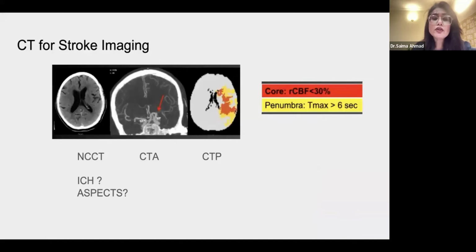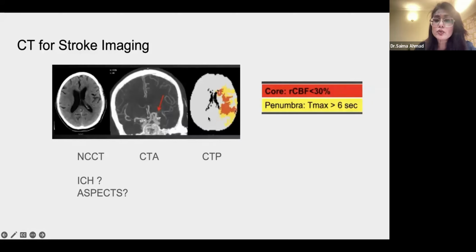If we use the CT for stroke imaging, first of all, we do the non-contrast CT. Non-contrast CT is done for the ASPECTS scoring, which is used to identify the early ischemia. Then we go for the CTA. CTA is done to identify the large vessel occlusion, which in this case, you can see is a left M1 occlusion. And then CT perfusion is performed to identify the core and penumbra.